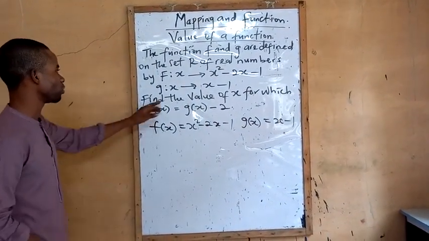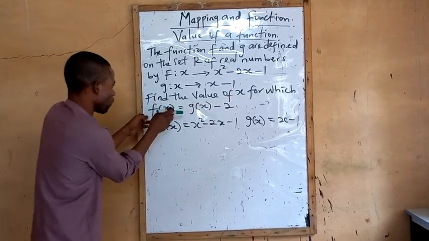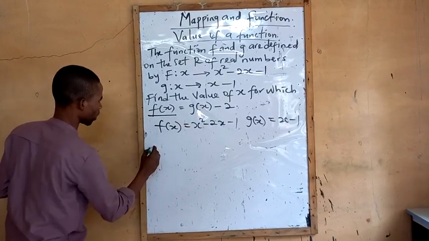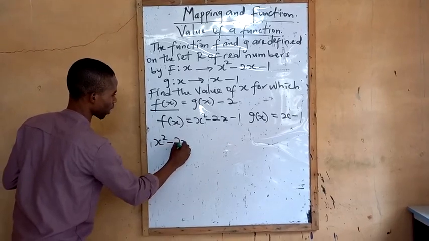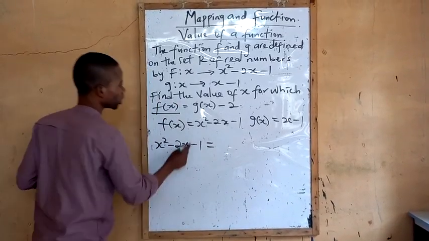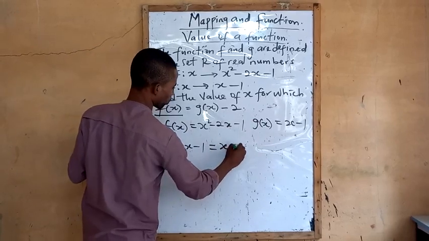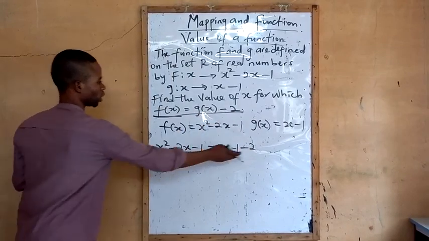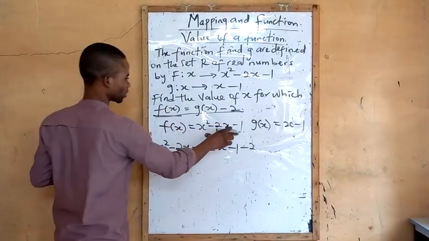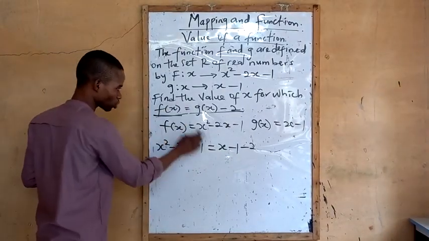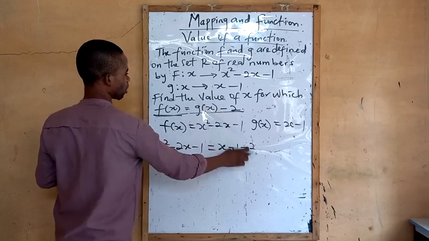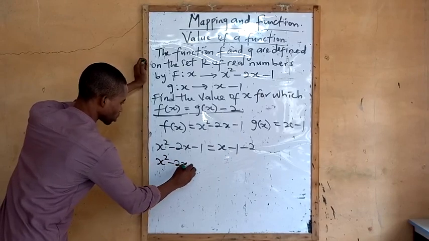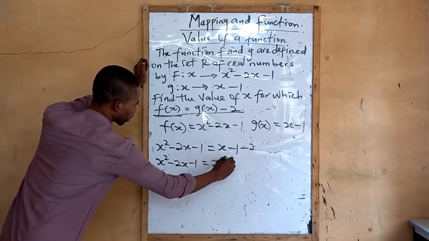Now they ask us to find the value of x for which f of x equals g of x minus 2. What is f of x? x squared minus 2x minus 1 equals g of x. What is g of x? x minus 1 minus 2. So this follows what is here. f of x is x squared minus 2x minus 1 equals g of x, which is x minus 1 minus 2. So that means x squared minus 2x minus 1 equals x minus 3.